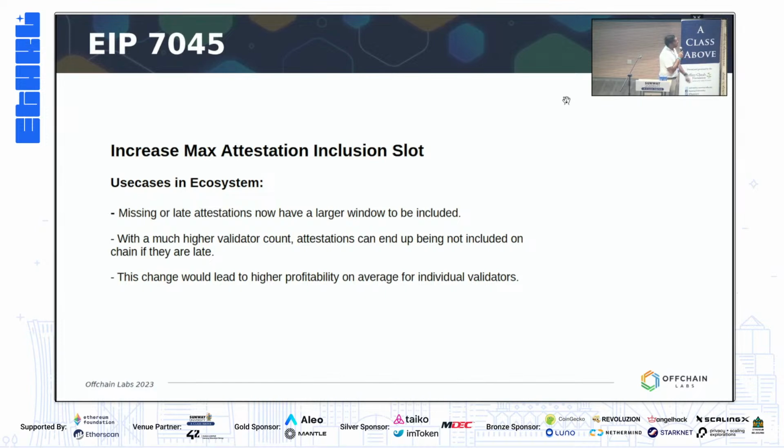So yeah, like I mentioned earlier, if you're missing late attestations, now you have a larger window for them to be included. So the average validator would have a higher profitability because with these missing attestations included, you would have a higher reward.